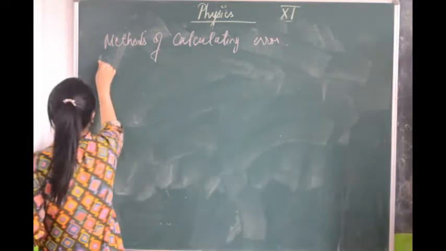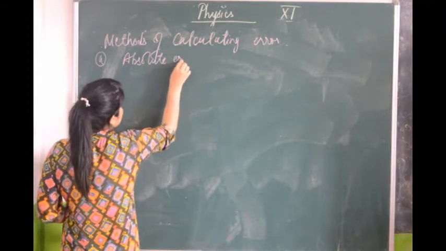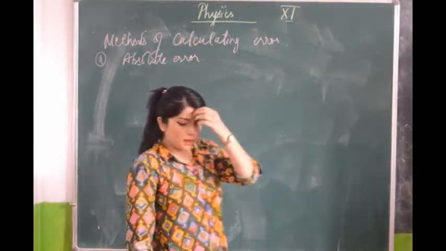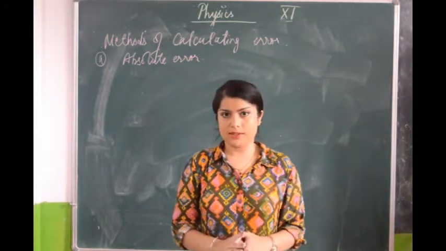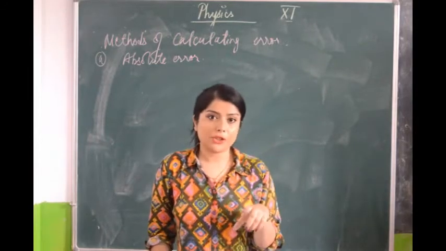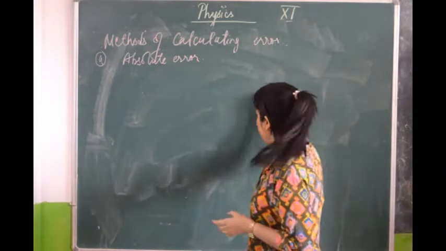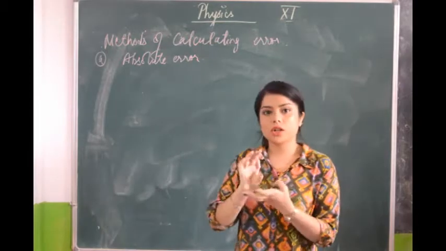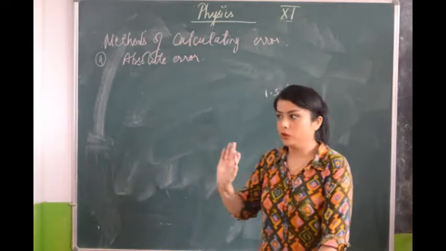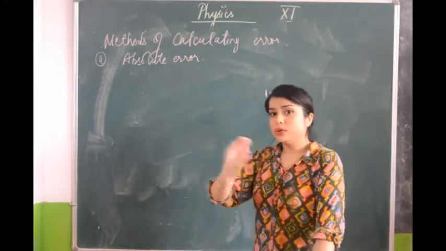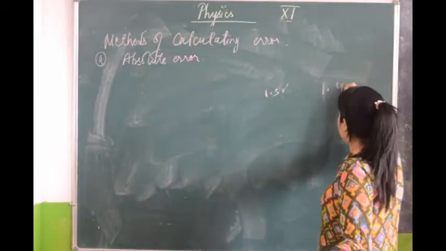First one is absolute error. Absolute error is the difference between the original value and the value which we have calculated. Suppose there is a battery, and the EMF provided by the battery is 1.5 volts. That is the original voltage which the company sells by writing 1.5 volts on the battery. But when we do the experiment and find the EMF, it comes out to be somewhere near 1.47.